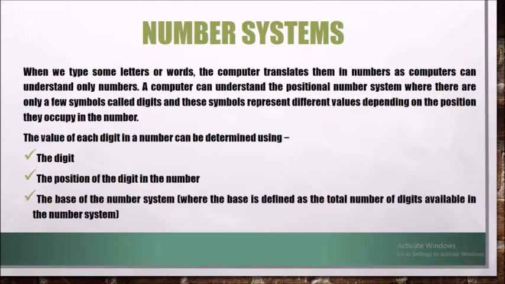The value of each digit in a number can be determined using, number one, the digit; number two, the position of the digit in the number; and then we have the third one, the base of the number system. I guess you are already familiar with the base of the number system. Okay, for example, we are using the decimal number system, wherein the base of that specific number system is 10.